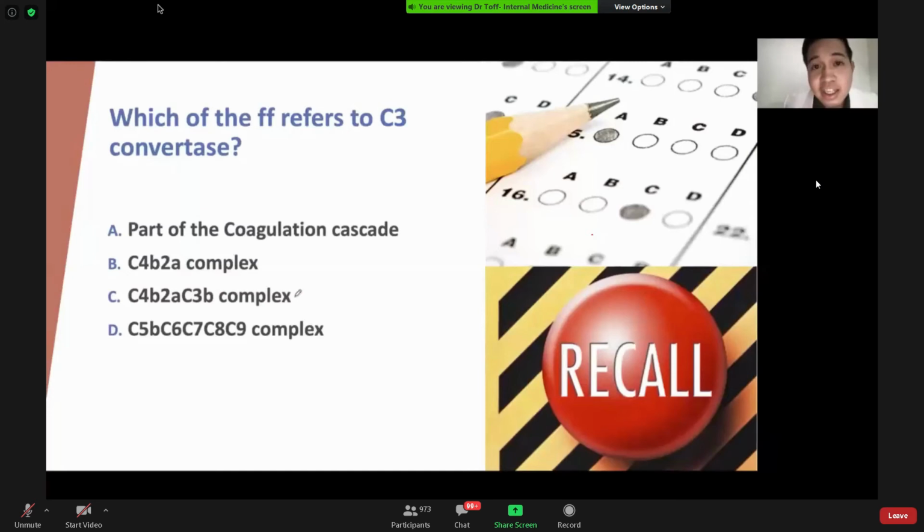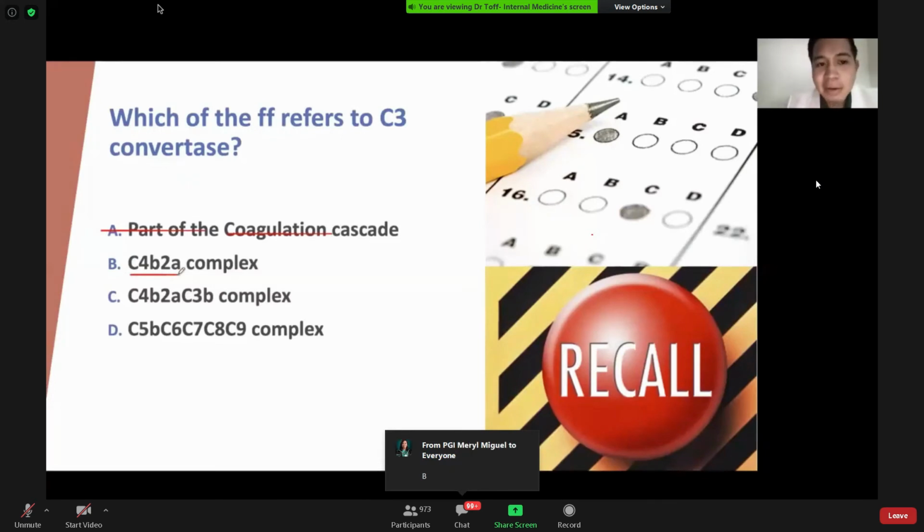Ito, this is not from micro, this is from pathology. C3 convertase. Tignan natin. Letter A, part of the coagulation cascade? Wrong. It's part of the complement cascade. Letter B, C4B2A complex. Siya ba si C3 convertase? Yes. So that is letter B. What is letter C? What is C4B2AC3B? Mahaba. So that is your C5 convertase. And letter D, your C5B and C6 to C9 complex. This is also known as your membrane attack complex.